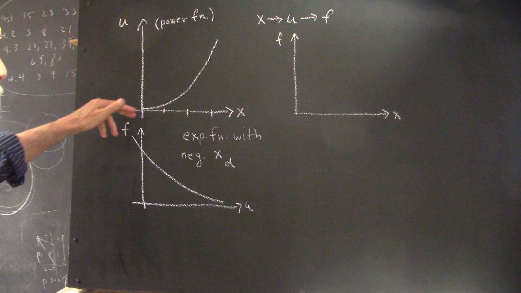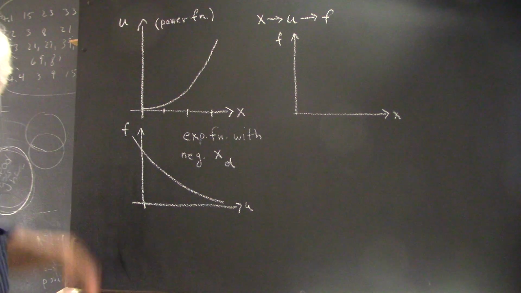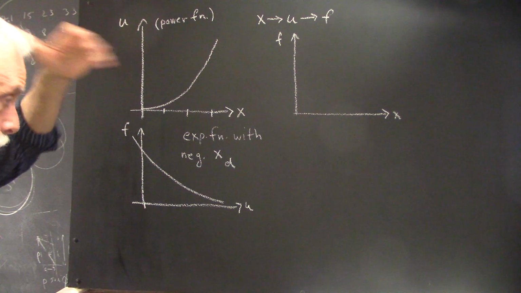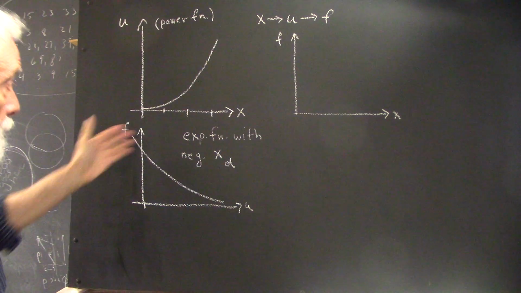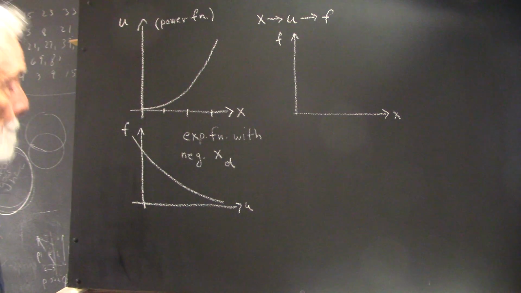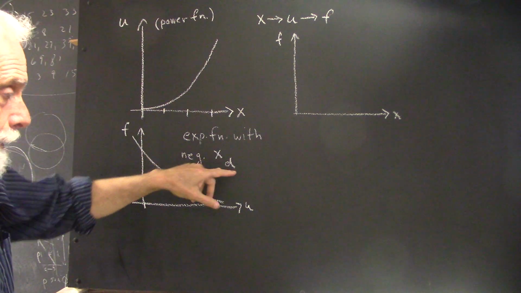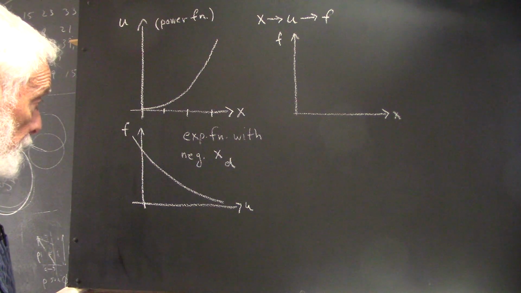Okay, here we have a graph of a power function. At least I attempted to draw it as a power function. I didn't construct it all that carefully. It'll serve for illustration whether it's constructed correctly or not. And an exponential function with a negative value of its doubling, with a negative doubling displacement, okay?